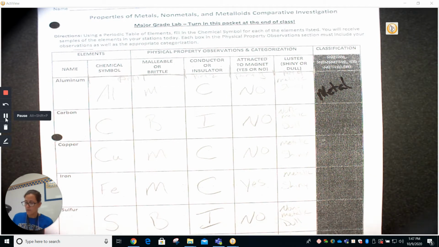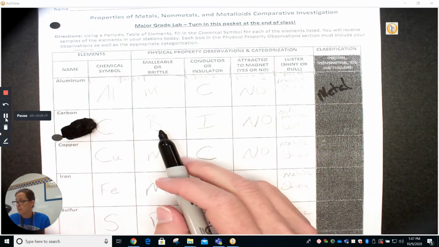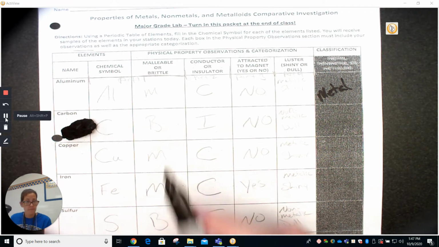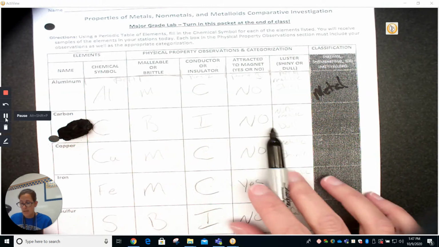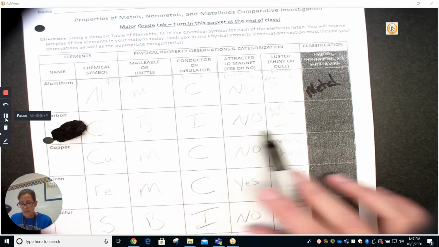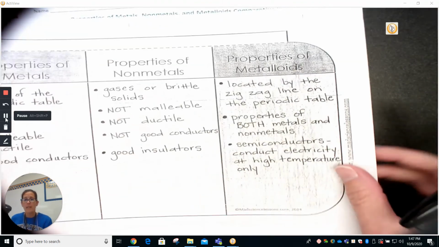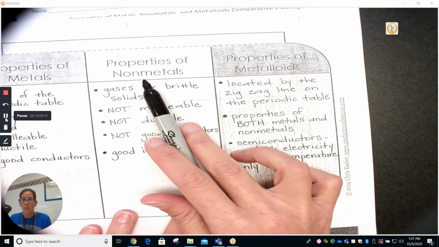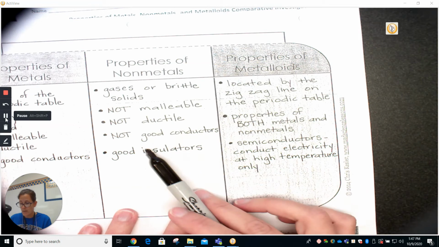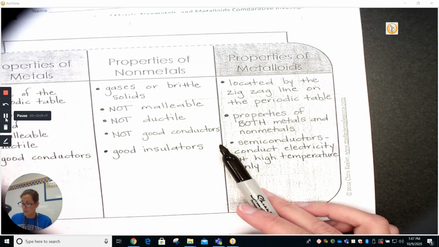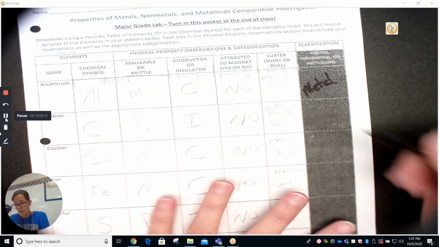Now let's look at carbon. So here's our carbon. Okay, carbon was brittle. It was not malleable at all. It's an insulator. It's not magnetic at all. It's non-metallic and really dull. So all of these characteristics would lead me to think that we have a non-metal. So it's a brittle solid, it's not malleable or ductile, it wasn't a good conductor, it was a really good insulator. So I think we can be positive that carbon is a non-metal.